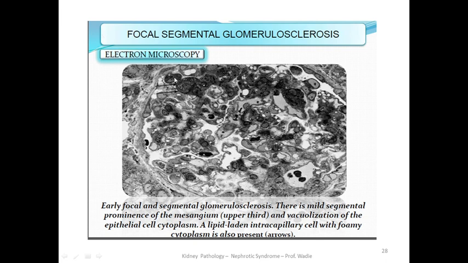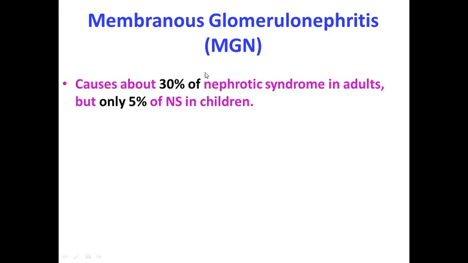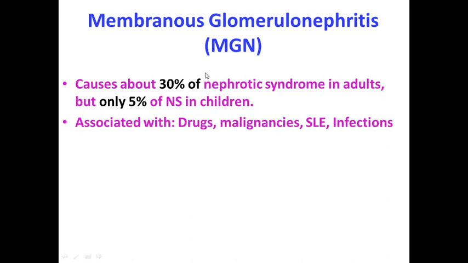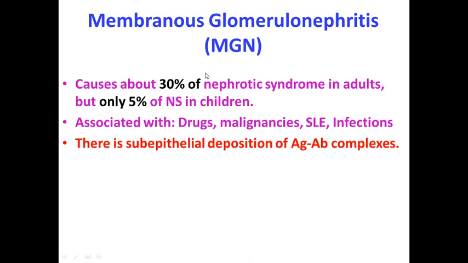glomerulus. The third cause of nephrotic syndrome is membranous glomerulonephritis. Membranous glomerulonephritis causes about 30% of nephrotic syndrome in adults, but only 5% of nephrotic syndrome in children. It is also associated with drugs, malignancies, systemic lupus erythematosus, and infections. And there is subepithelial deposition of immune complexes.